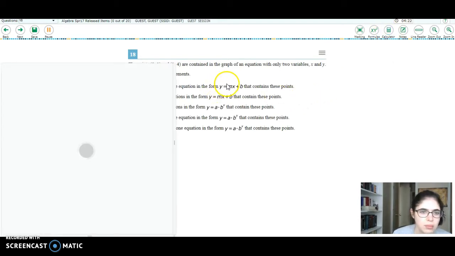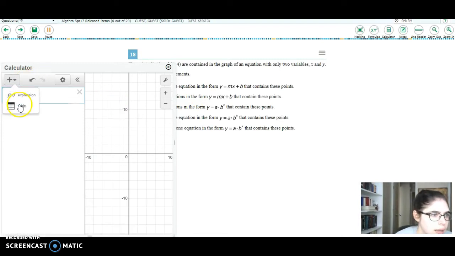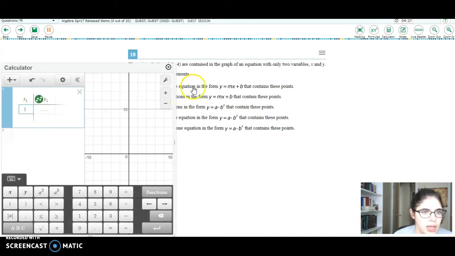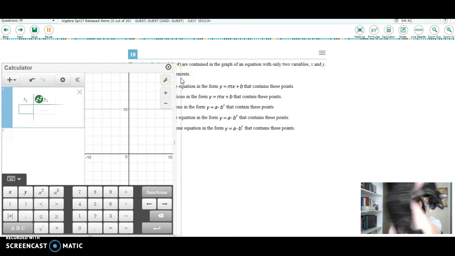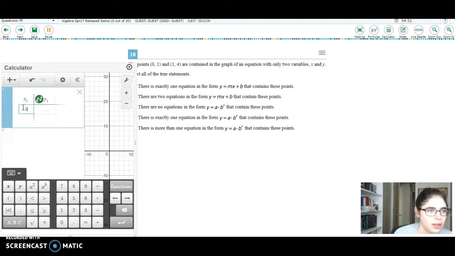So using these forms, I can use the Desmos graphing tool by putting in a table. I'm going to put in the table and then put in my 2 points. My points are (0, 1), so I'm going to put in 0 for x and 1 for y, and then (1, 4), so I'm going to put in 1 for x, 4 for y.